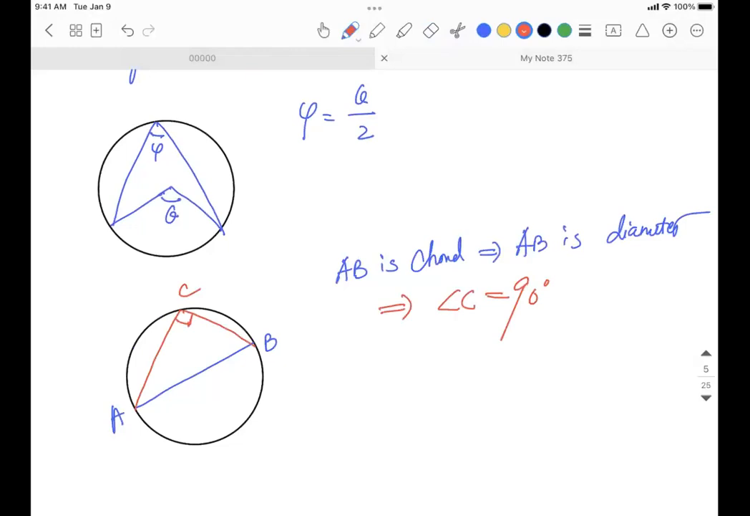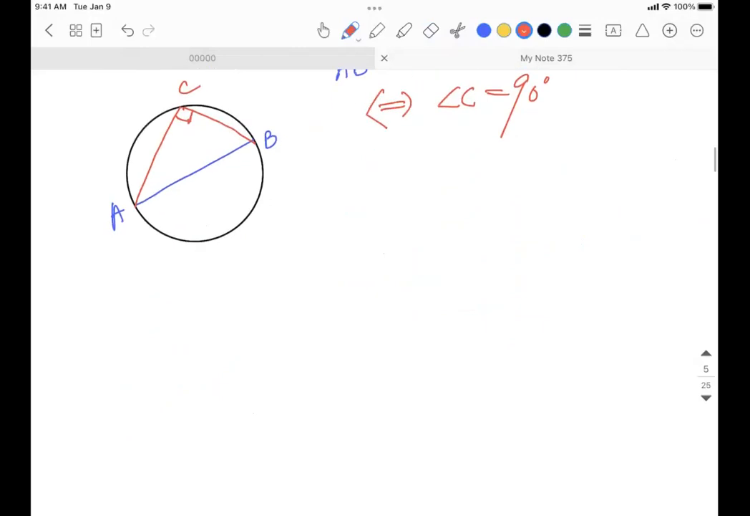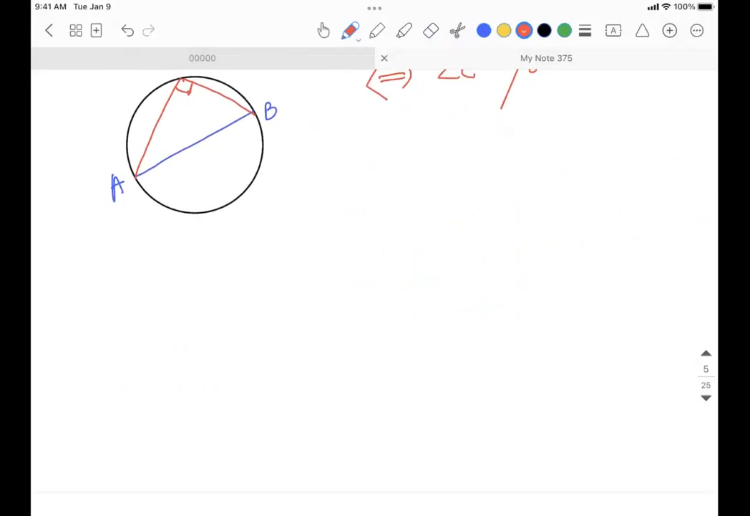And also this is a necessary and sufficient condition. If you have a chord facing an inscribed angle of 90 degrees, this chord is going to be a diameter. Right? Everyone knows that? And the next one is the most important. I want you guys to remember.